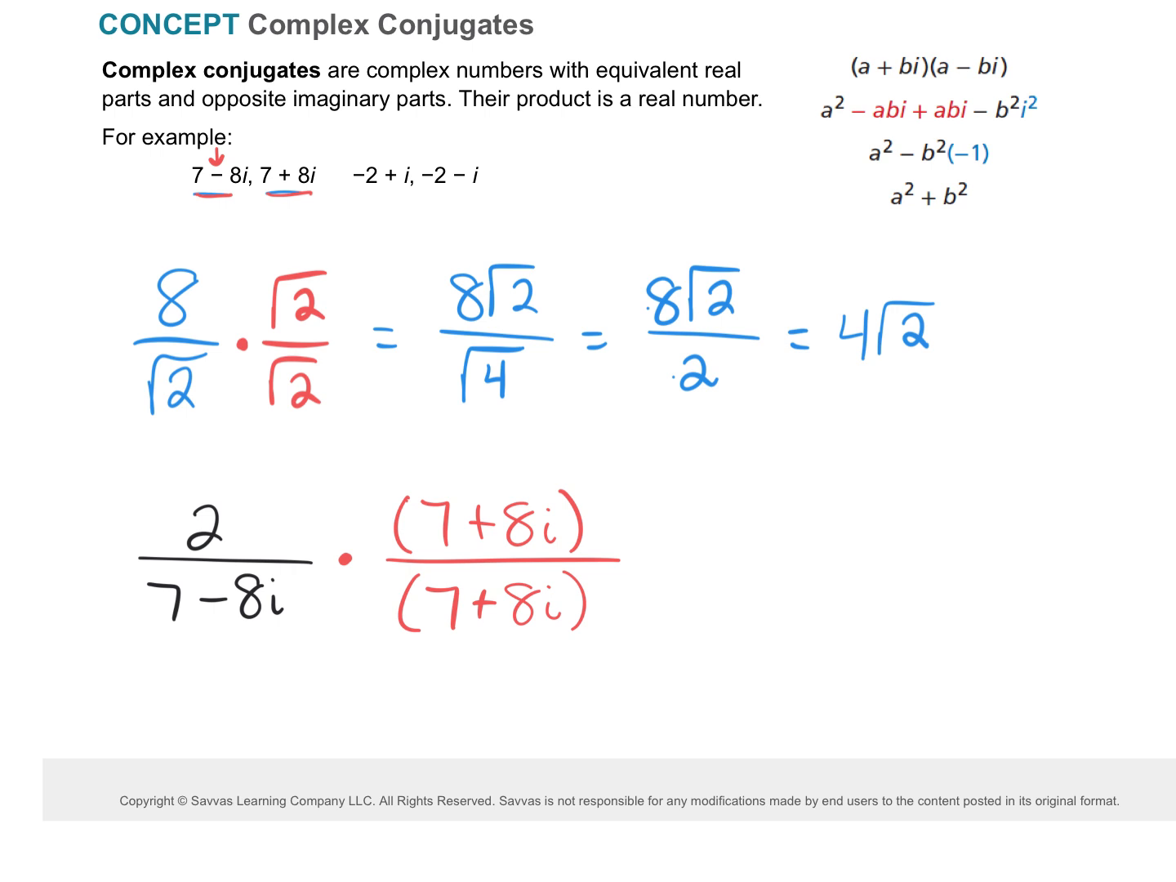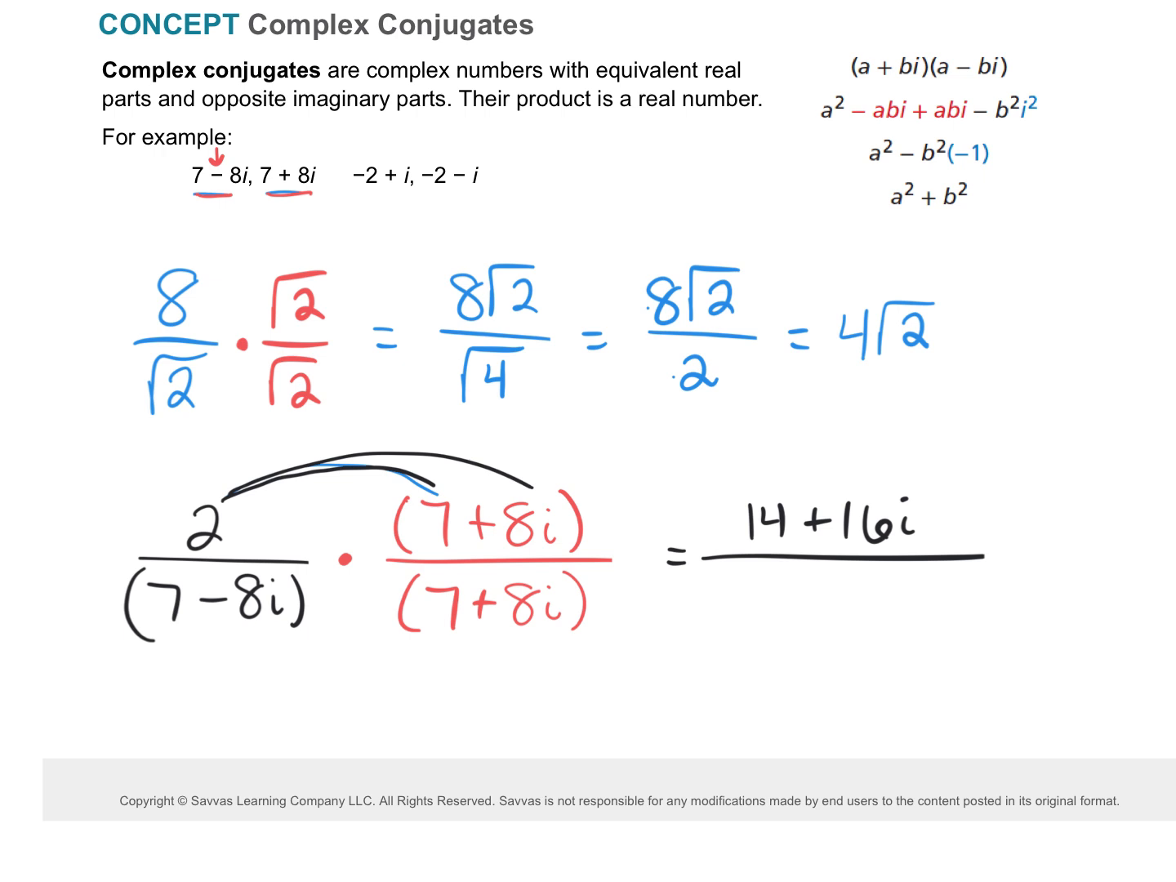So we multiply straight across. Here I have 2 times 7 is... What's 2 times 7? 14. What is 2 times 8i? 16i. On the bottom, put parentheses around that first one. What are we going to do to solve the bottom? It's just like we're going to distribute both.